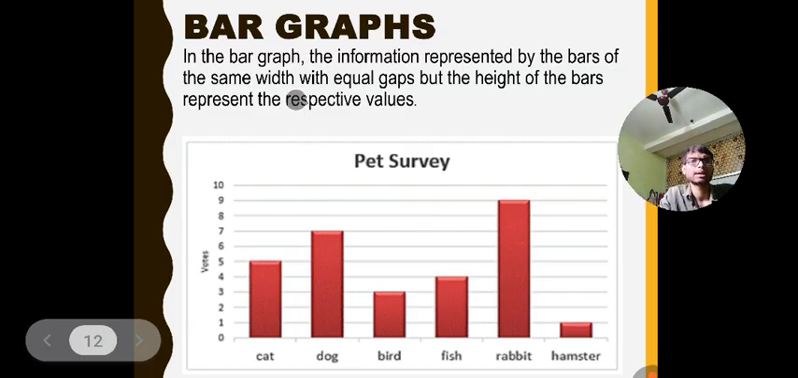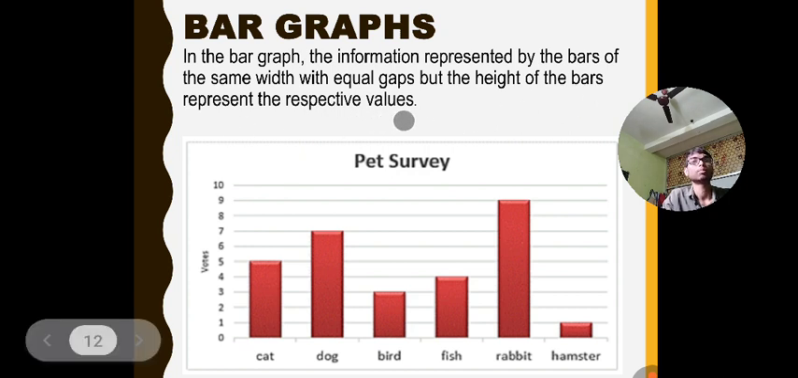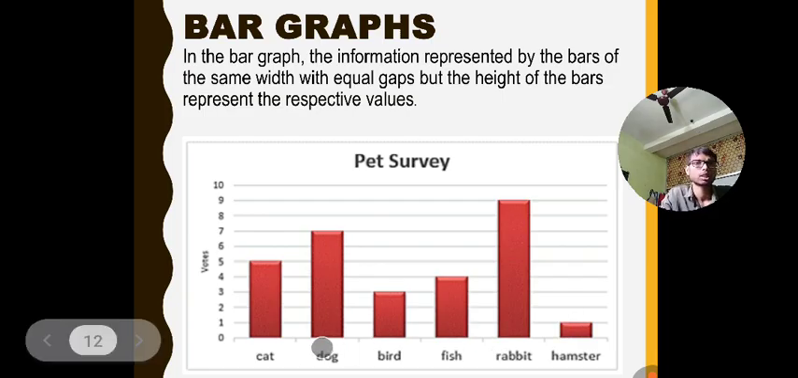Here you can see in this bar graph the information is represented by bars of the same width with equal gaps, but the height of the bar represents the value. The size would be more or less so that we can understand what it is saying. These gaps would be equal and this width would be equal, but the height could be less or more.